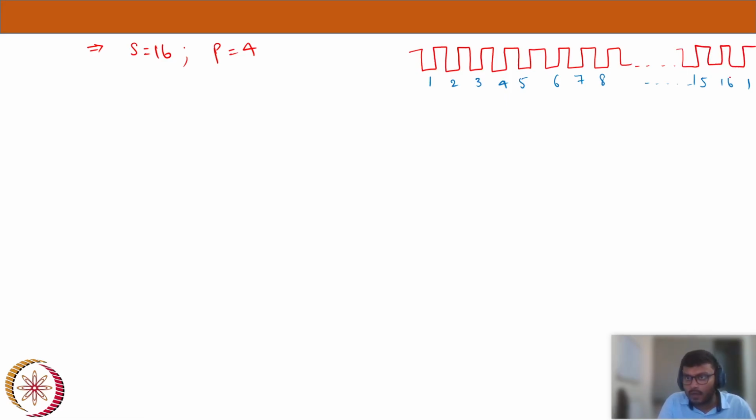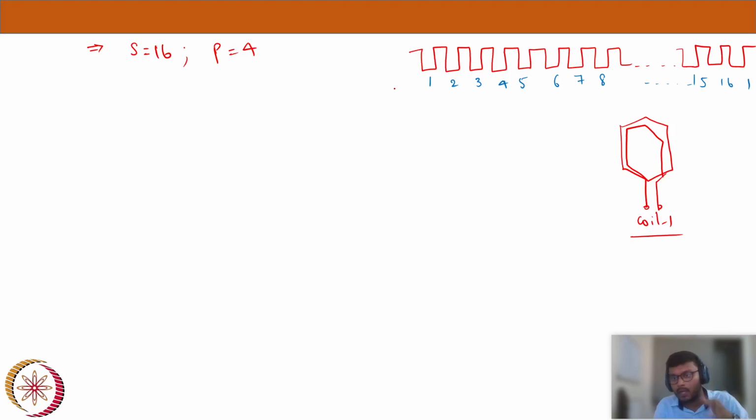Because after 16 slots we will come back to the 1, because it's a circular thing. Now I will place my first coil. This is my coil 1, and I'm starting with slot 1, because I'm starting my coil placement, winding placement, from slot 1.